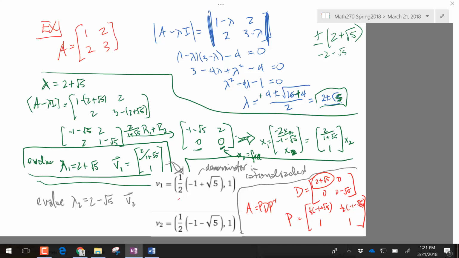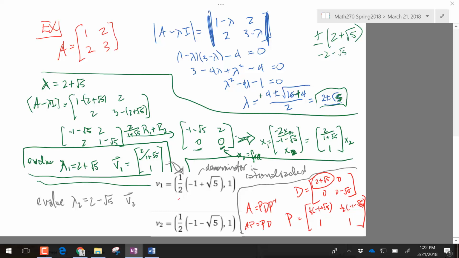If you want to check to make sure it works, you're trying to get your D and your P. We should do one more example with nicer numbers. Yeah, you can do AP is equal to PD. So if you want to show that they're equal, instead of looking for the inverse, you can just multiply both sides on the right by P. So AP equals PD, and then show that those two things are equal.